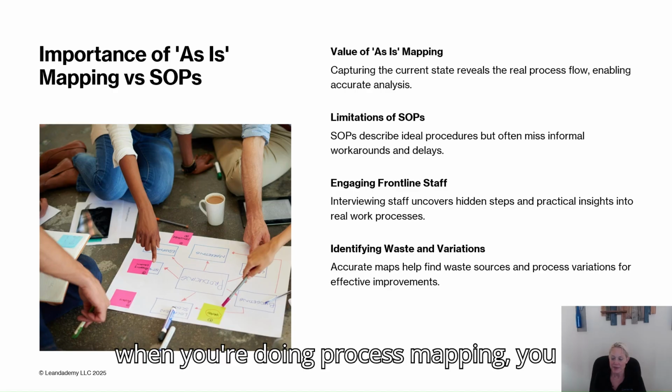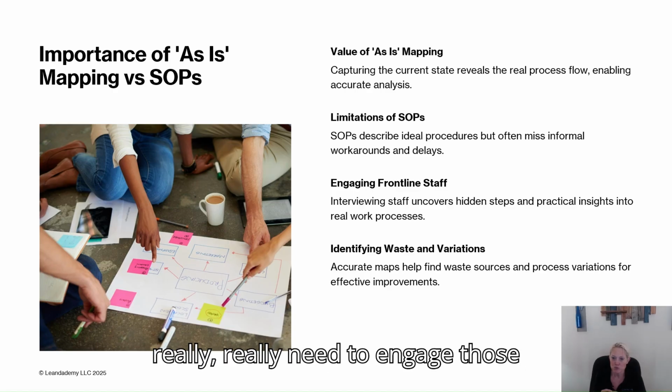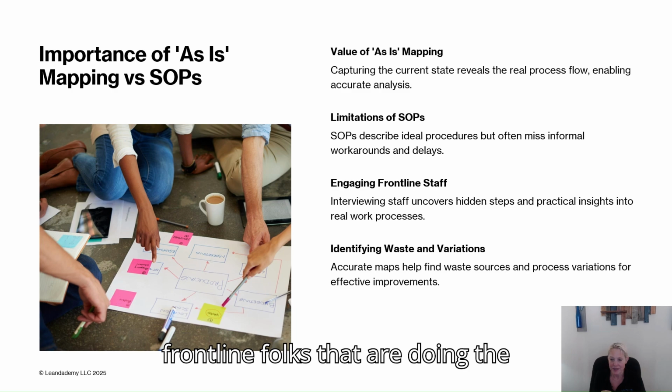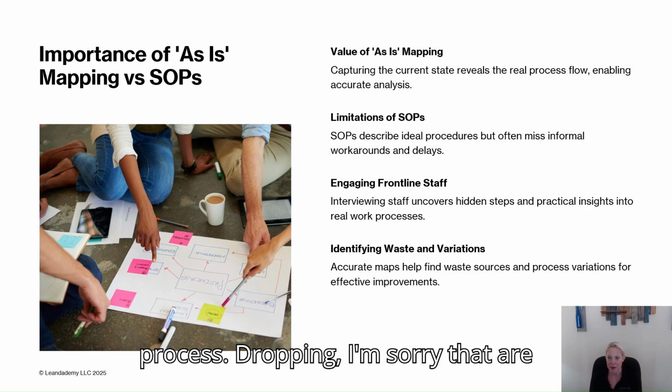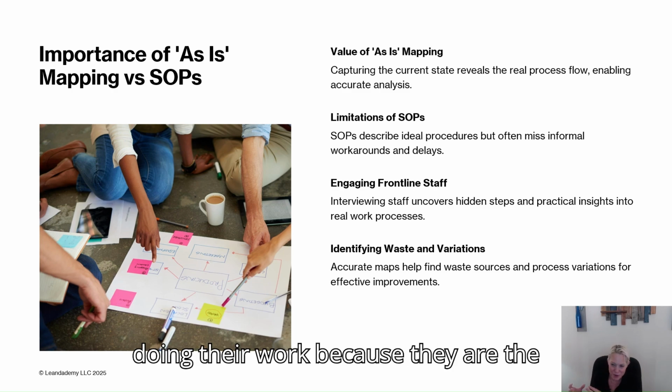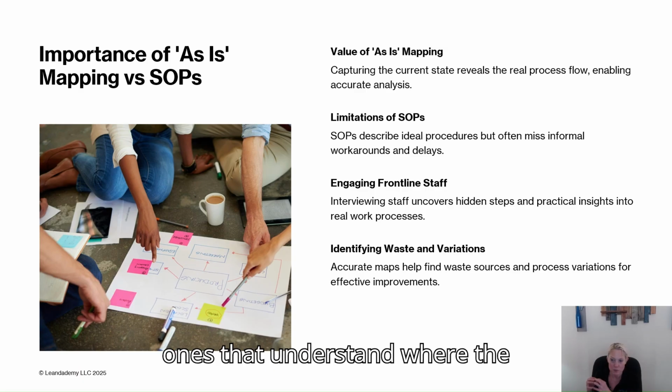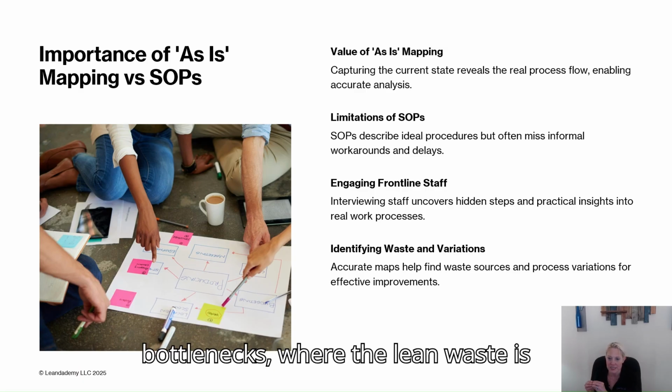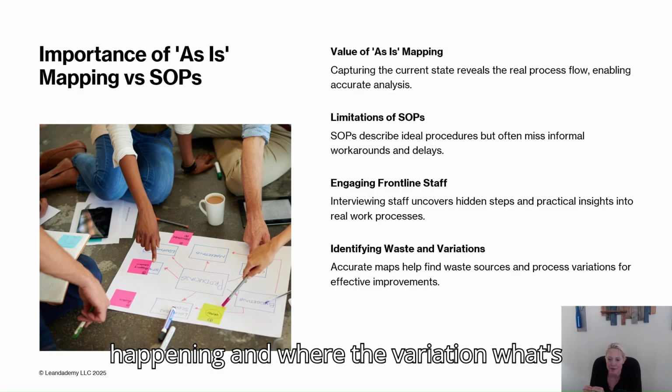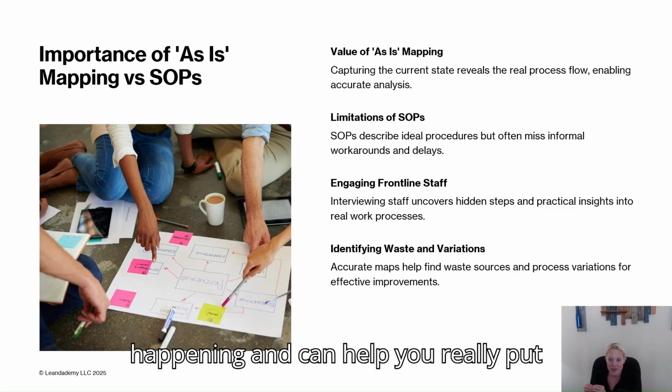Plus, when you're doing process mapping, you really need to engage those frontline folks that are doing the work, because they are the ones that understand where the bottlenecks are, where the lean waste is happening, and where the variation is happening, and they can help you really put that map together.